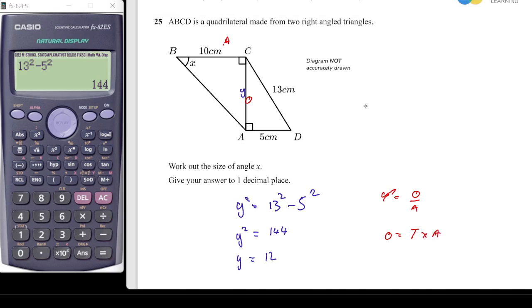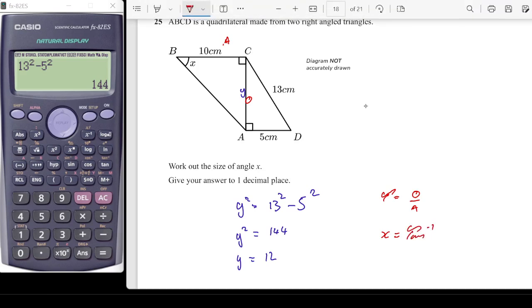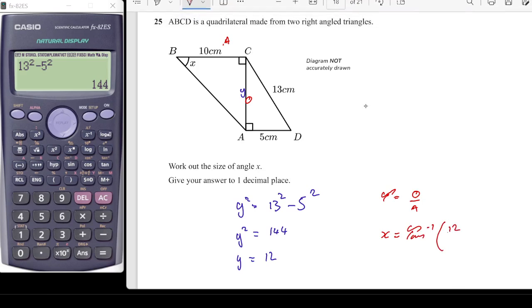Oh no, I'm trying to work out the angle. I was getting myself confused because I'd labelled it Y. So I'm trying to work out the angle, which we should be calling X. X is going to be equal to tan to the minus 1 of the opposite over the adjacent. So 12 over 10.